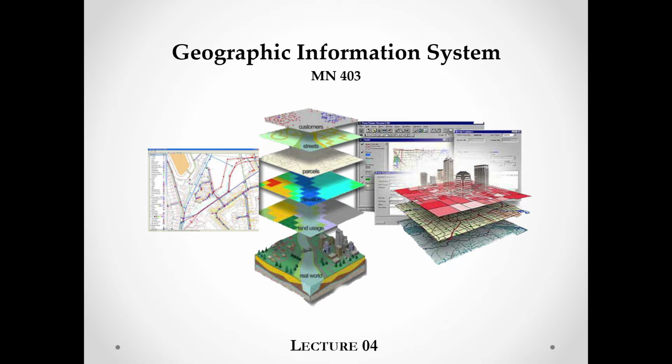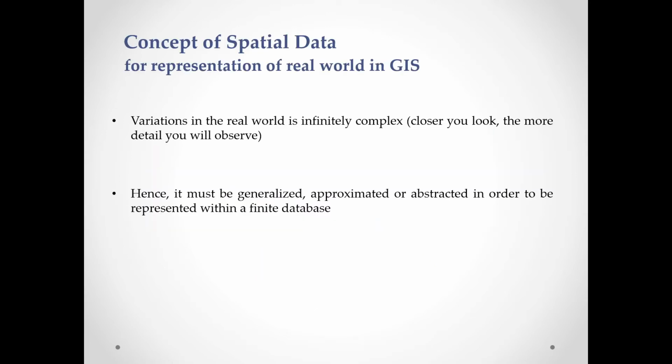Today's topic: Geographic Information System, lecture number 4. Concept of spatial data, or representation of the real world in GIS. Variations in the real world are infinitely complex. The closer you look, the more detail you will observe. Hence, it must be generalized, approximated, or abstracted in order to be represented within a finite database.